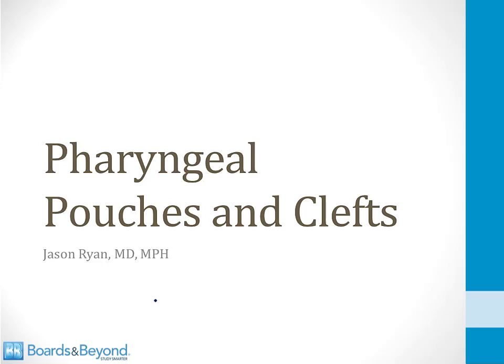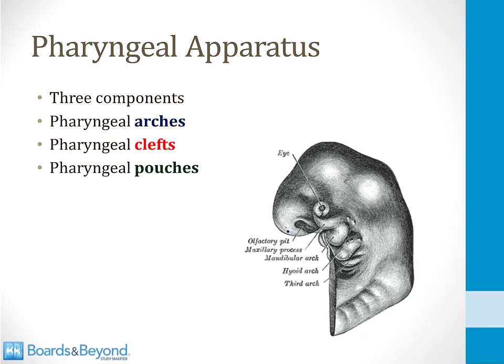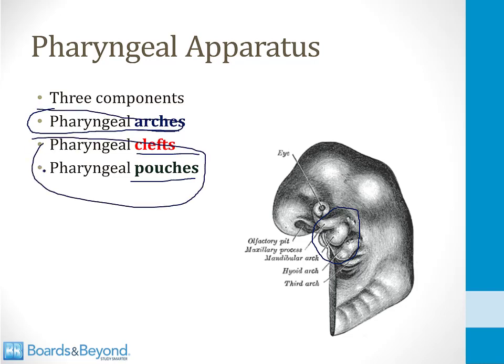Hi everybody, and welcome to our module on the pharyngeal pouches and clefts. The pharyngeal apparatus is this collection of bumps that you can see in the embryo, and it contains three components: the pharyngeal arches, pharyngeal clefts, and pharyngeal pouches. In another video, I discussed the pharyngeal arches, and in this video, we'll focus on the clefts and the pouches.